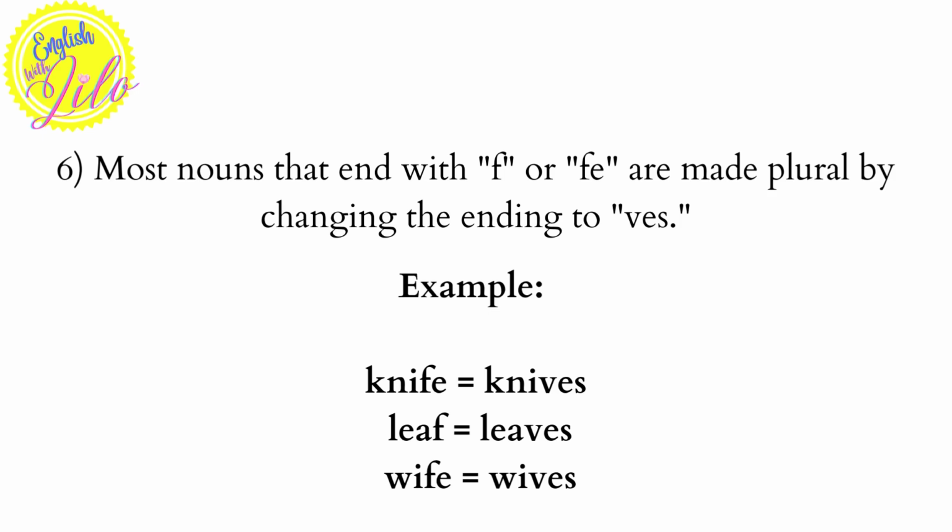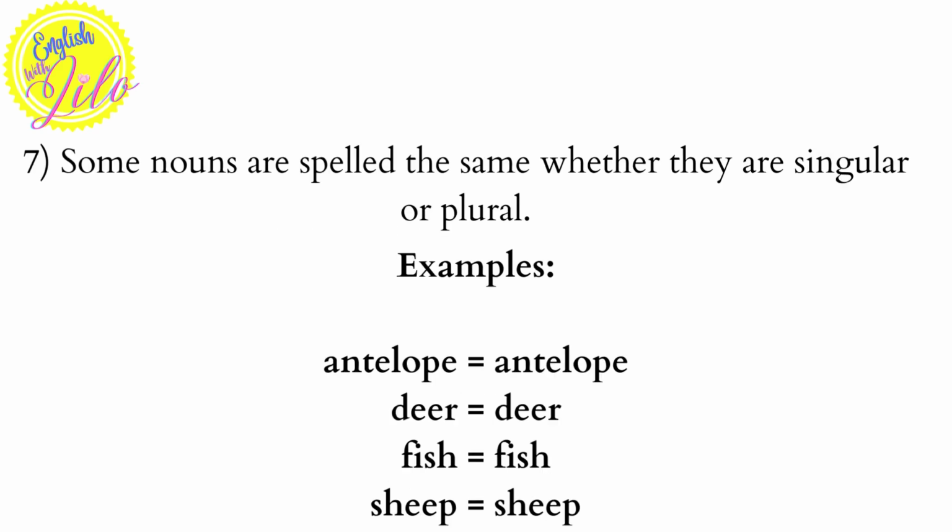Most nouns that end with f, or fe are made plural by changing the ending to ves. Examples: knife, knives, leaf, leaves, wife, wives.